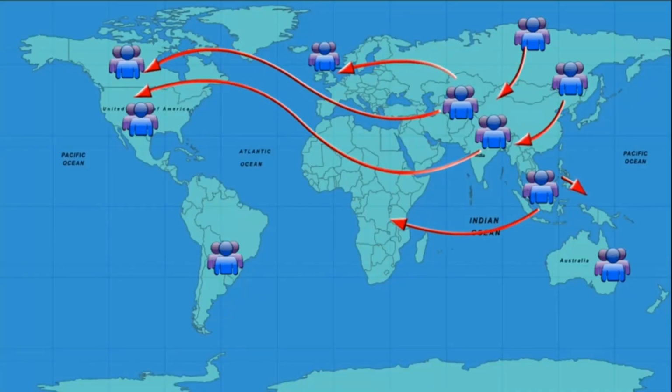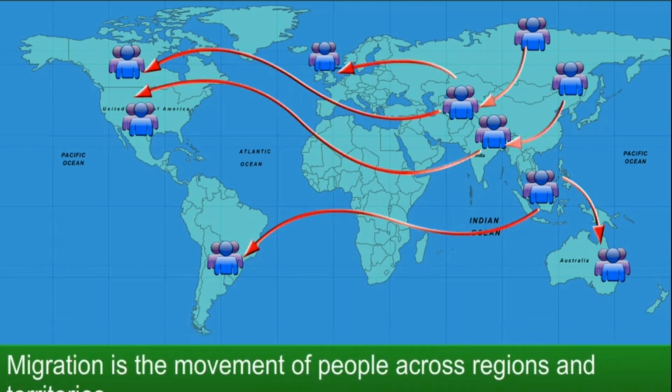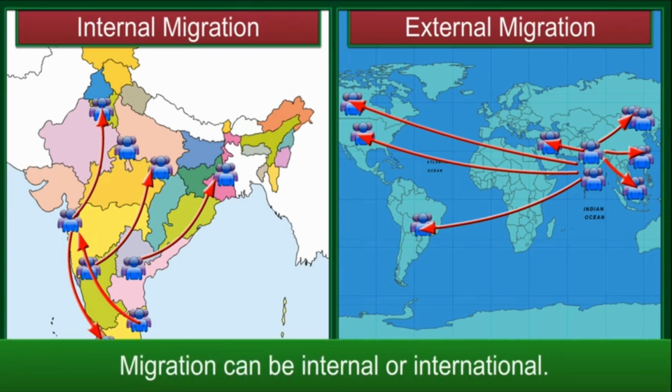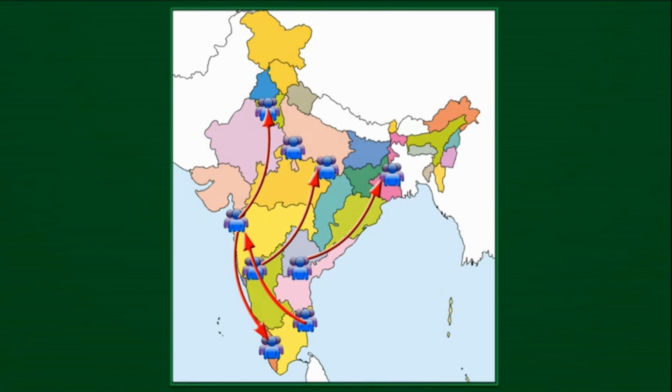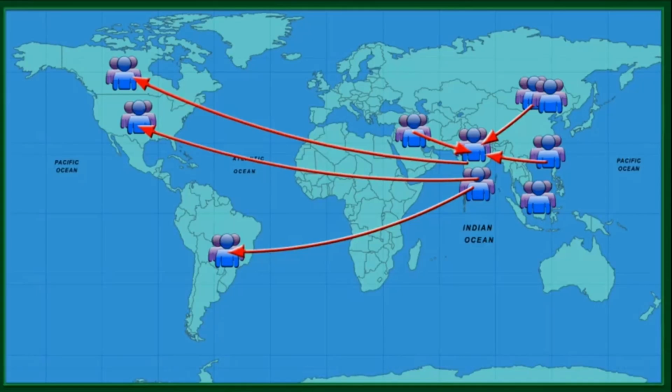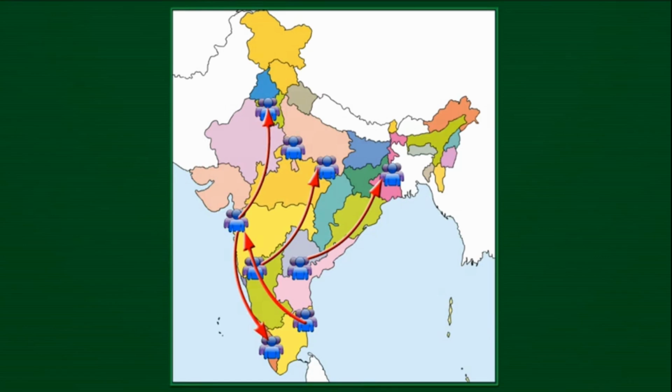Migration is the movement of people across regions and territories. Migration can be internal, that is, within the country, or international, that is, between different countries. Internal migration does not change the size of the population, but influences the distribution of population within the country. International migration can affect the change in population. It plays a very significant role in changing the composition and distribution of population.